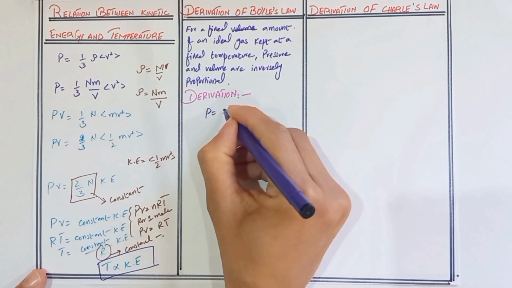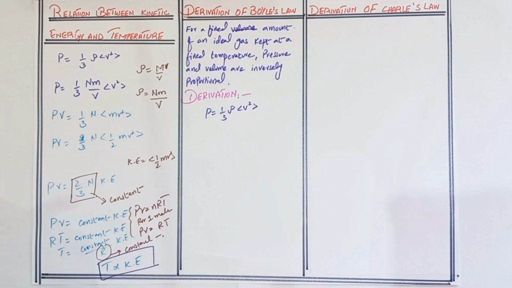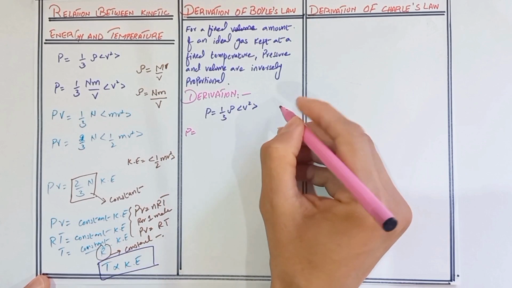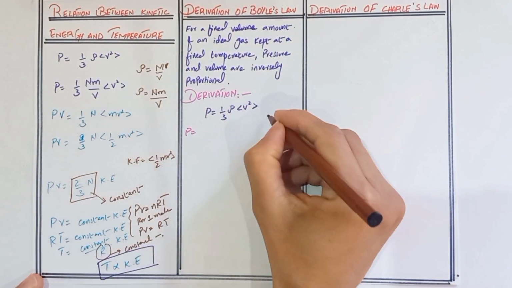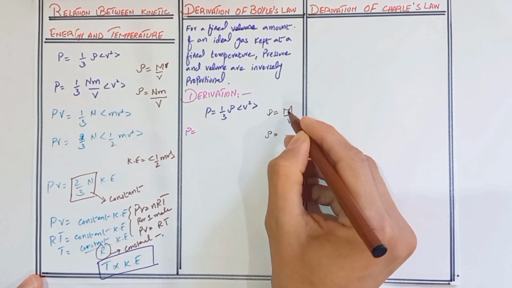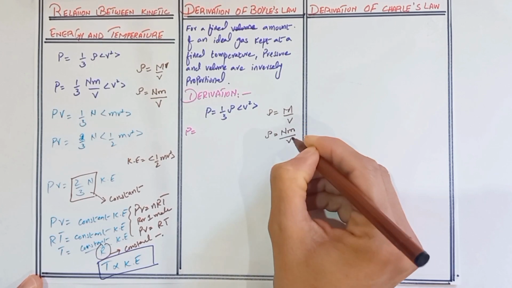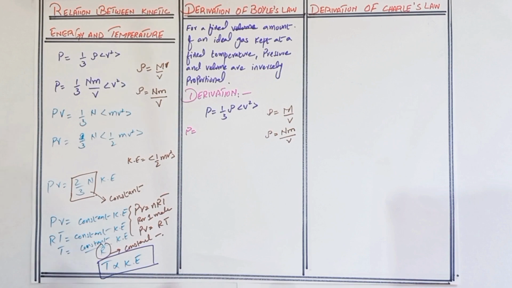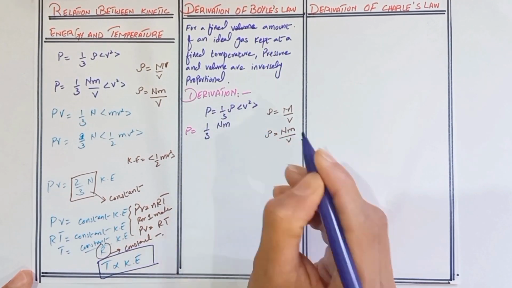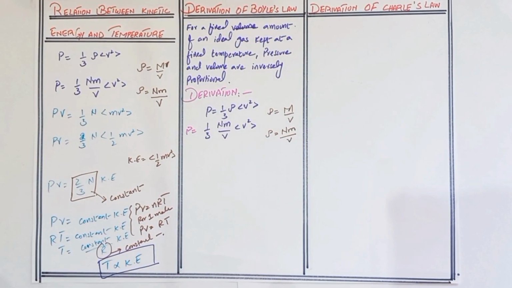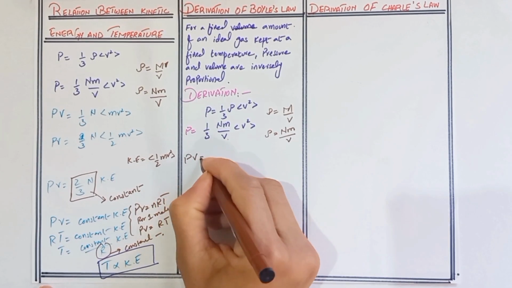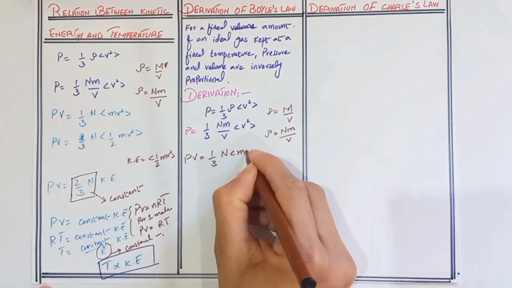According to kinetic theory, the formula of pressure is P equals 1 by 3 rho v square. We know that density is equal to mass over volume, so capital M is equal to capital N, which represents the number of particles, times small m, which represents the mass of each particle. So we write the density, and P equals 1 by 3 N m over V times v square. V is multiplied with pressure, so the equation becomes PV equals 1 by 3 N m v square.